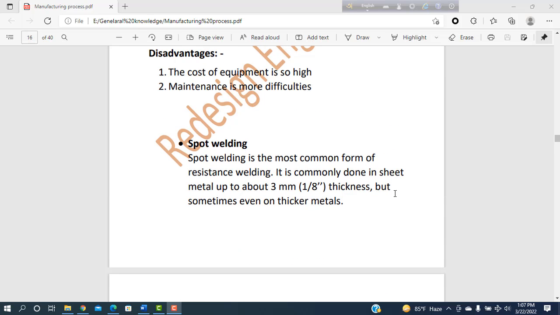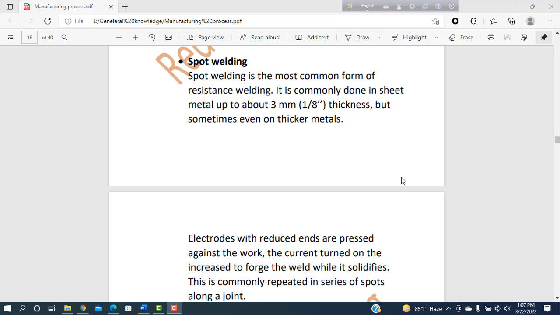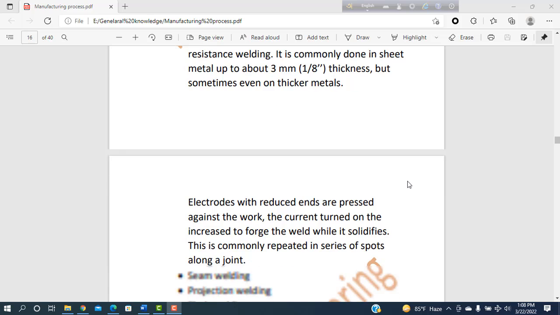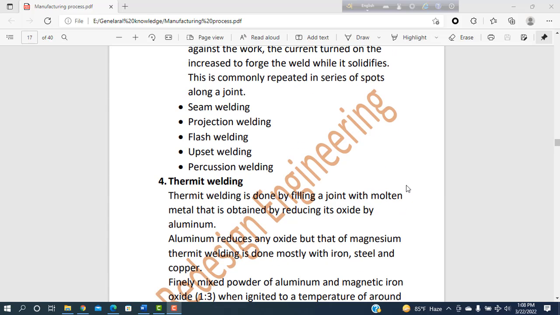Resistance welding also has different types. The first one is spot welding. Spot welding is the most common form of resistance welding. It is commonly done on sheet metal up to about 3 millimeters or 1/8 inch thickness, but sometimes even on thicker metals. Electrodes with reduced ends are pressed against the weld. The current is turned on to increase the force to the weld while it solidifies. This is commonly repeated in a series of spots along a joint.